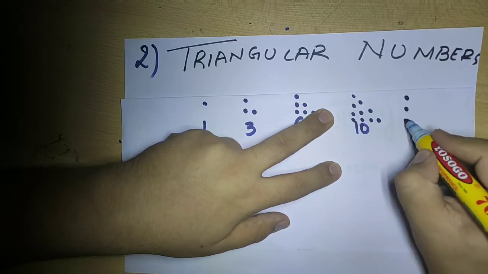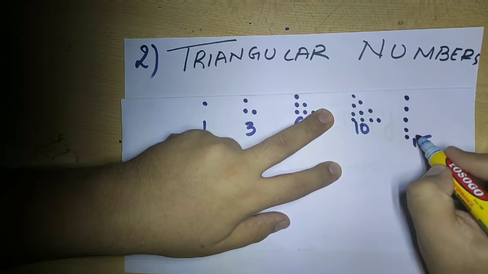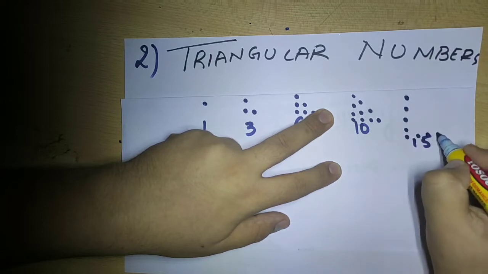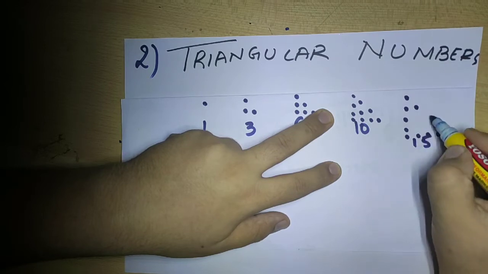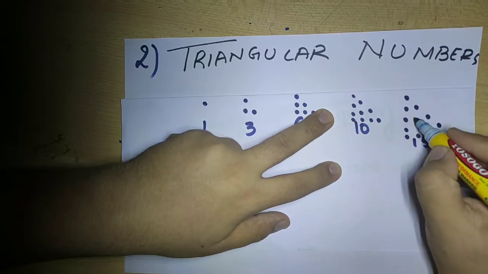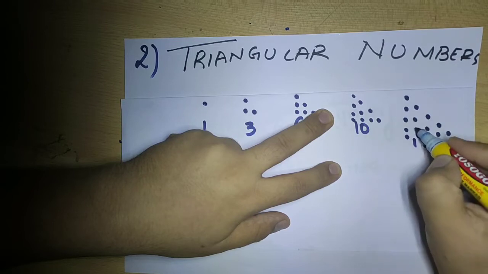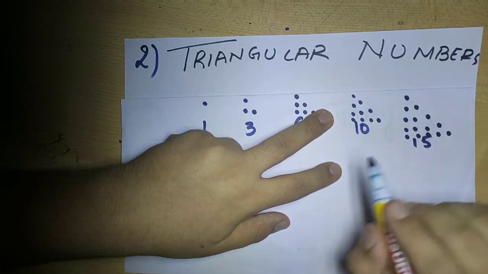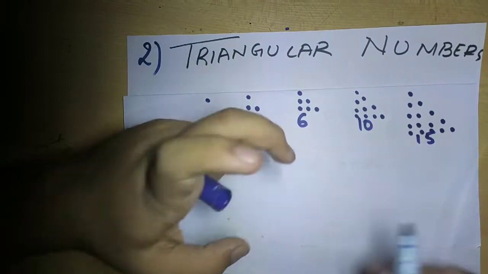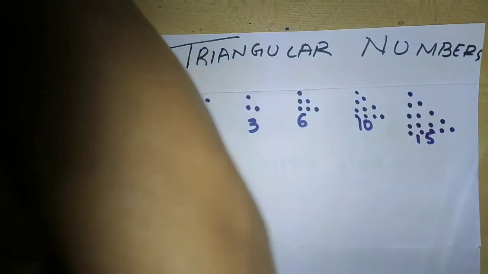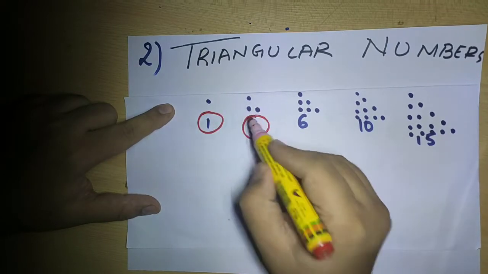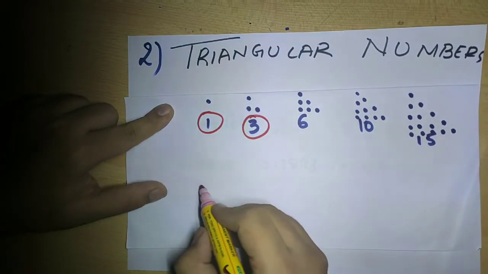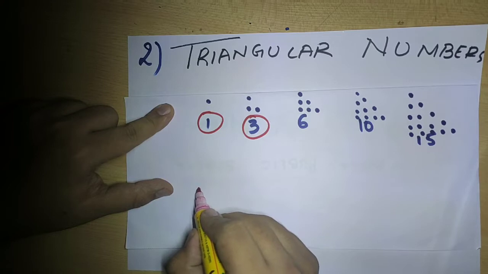1, 2, 3, 4, 5, 6, 7, 8, 9, 10, 11, 12, 13, 14, 15. It forms an equilateral triangle. Okay, so what to do? When you combine this and this, what happens? You form a square.